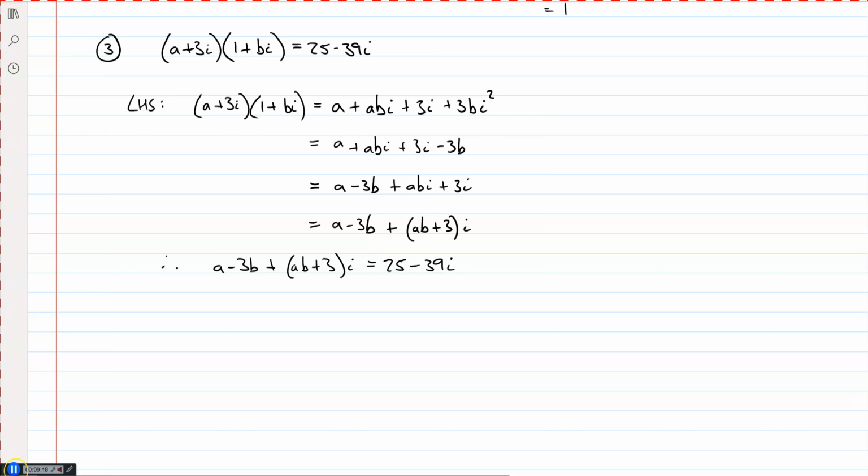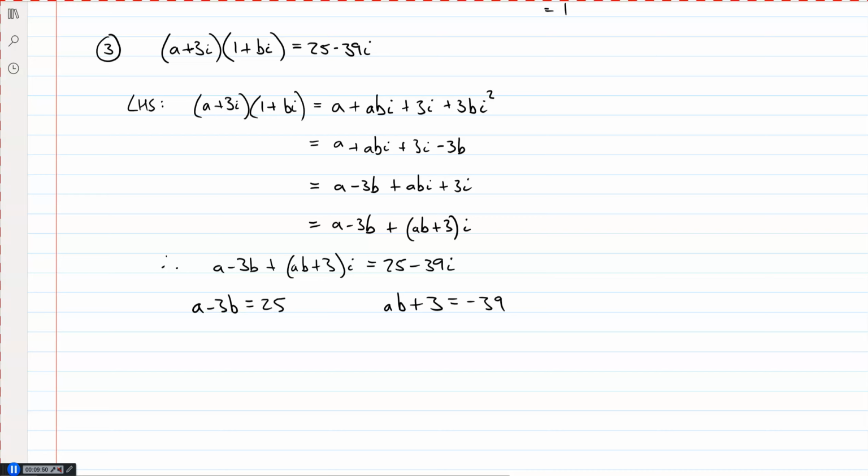So we get this. Now at this stage we have got something quite similar to having surds, with rational parts matching and irrational parts matching. We have the same with complex numbers. So if 2 complex numbers are equal, then that means their real parts must be the same, and also their imaginary parts must be the same. So the non-i bits are equal to each other, and also the imaginary bits, the coefficients of i, are equal to each other as well.